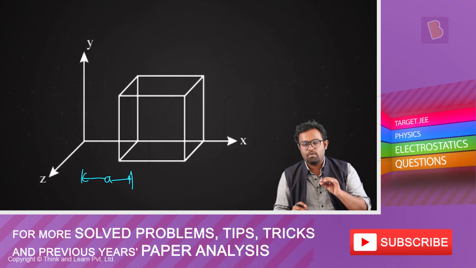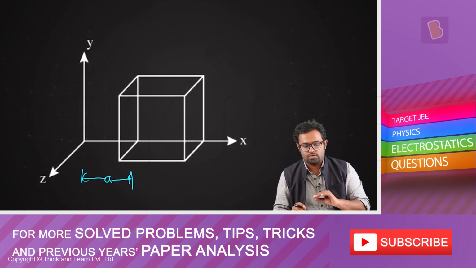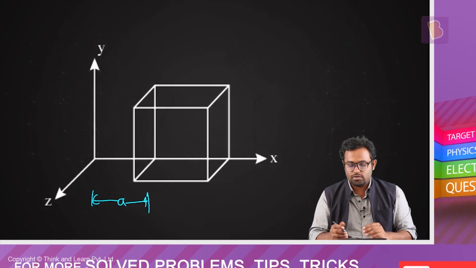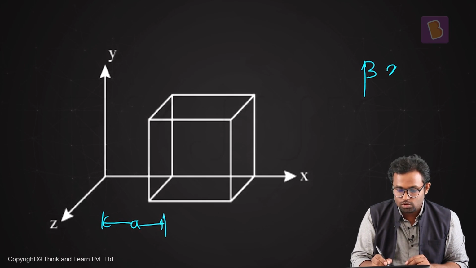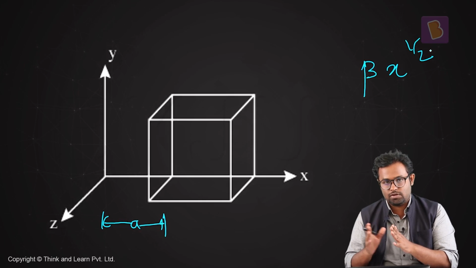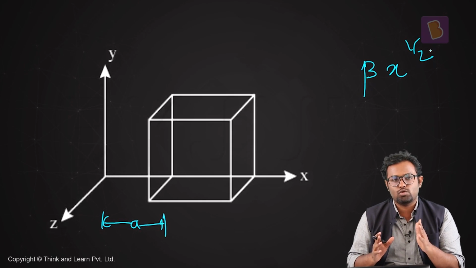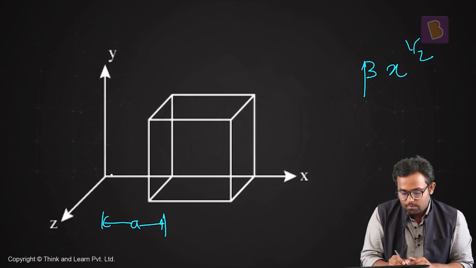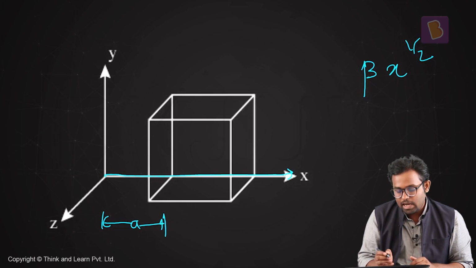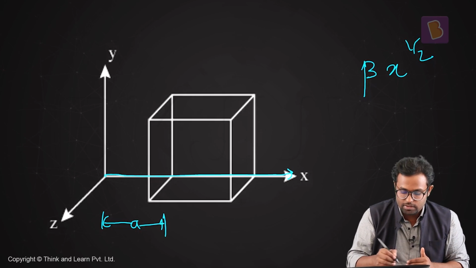Now the electric field value in the y direction and z direction is 0. But in the x direction, it is equal to beta x to the power of 1 by 2. It means it is changing with x. Right? When x was 0, there was no electric field, and as x is increasing, the electric field is increasing. And I have to find the charge enclosed in this cube.